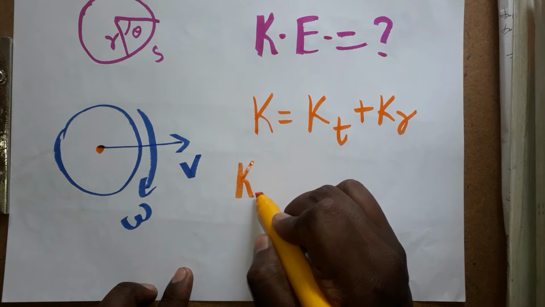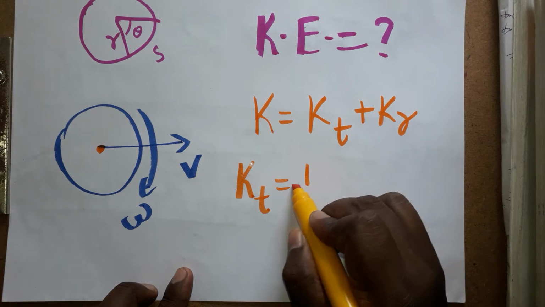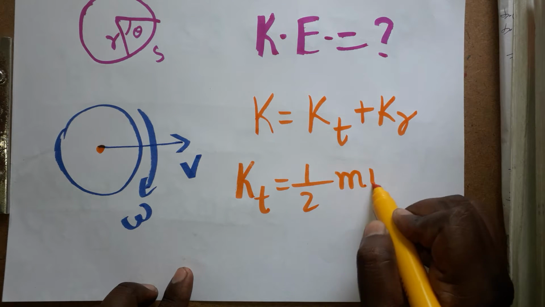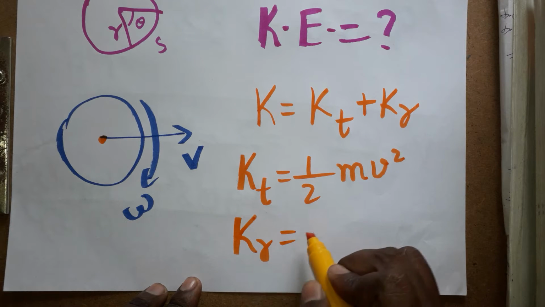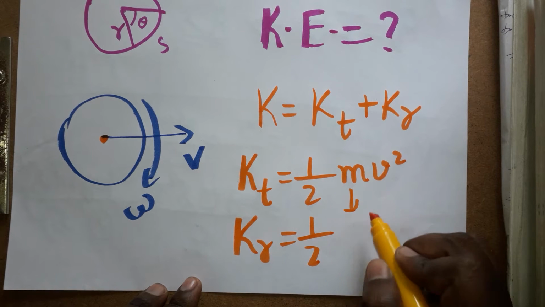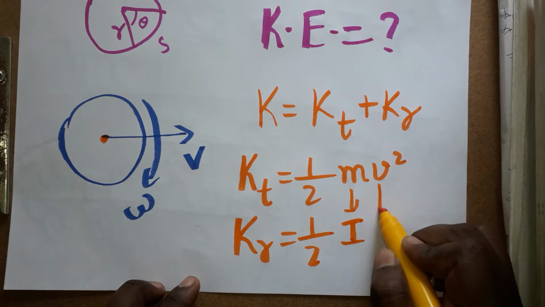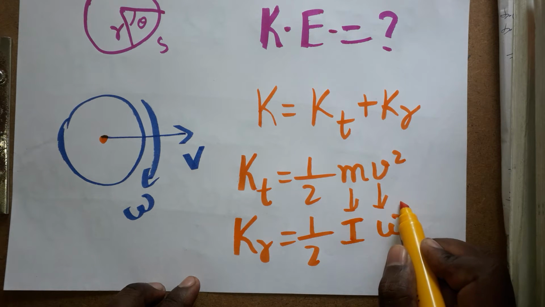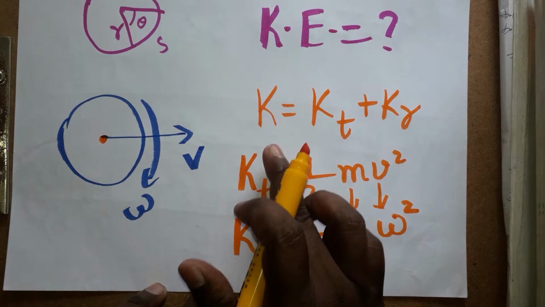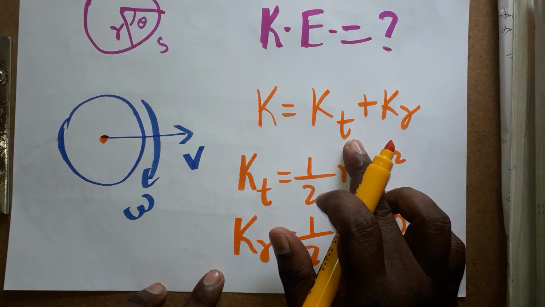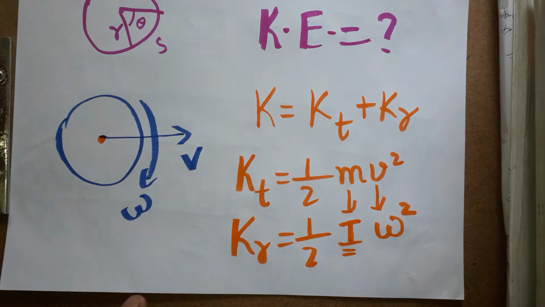We already know the kinetic energy in translational motion, which is very easy: half m v squared. The kinetic energy in rotational motion is the same thing, but in place of mass we take the moment of inertia, and in place of velocity we take omega, the angular velocity. So the total kinetic energy is the kinetic energy in translation plus the kinetic energy in rotation.